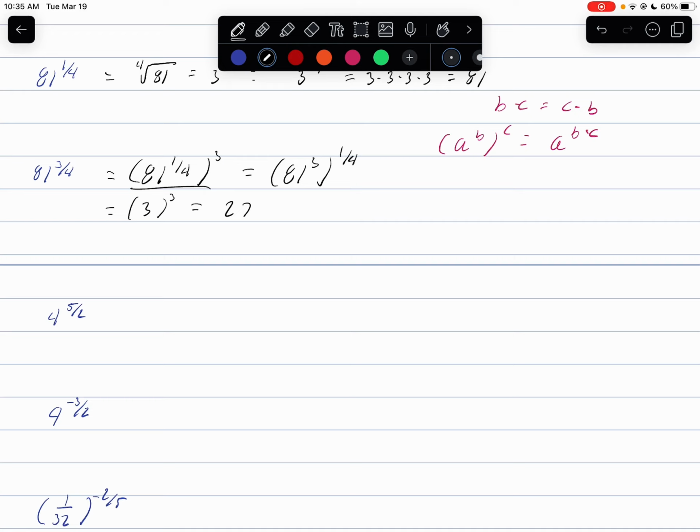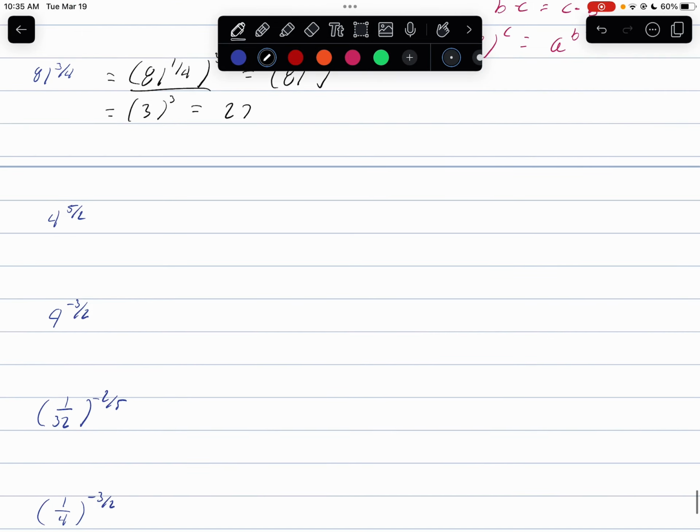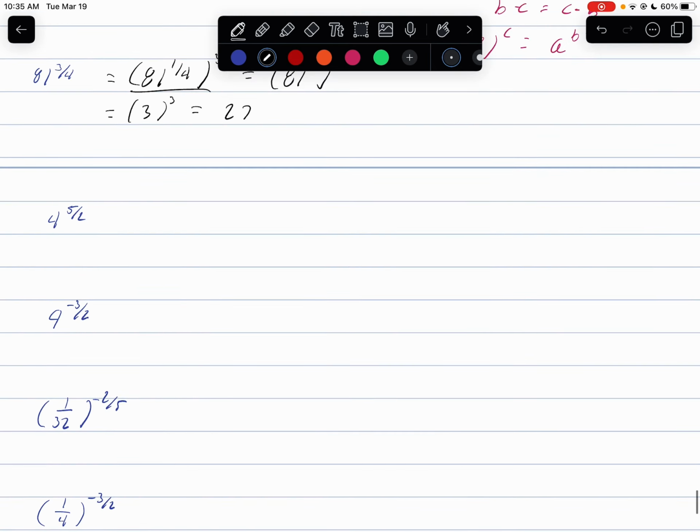Oftentimes, you're going to find raising the number on the inside to the fractional power first is an easier way to do it, right? But not always. You don't always get a nice clean number when you do that. So sometimes it's easier to do it the other way.